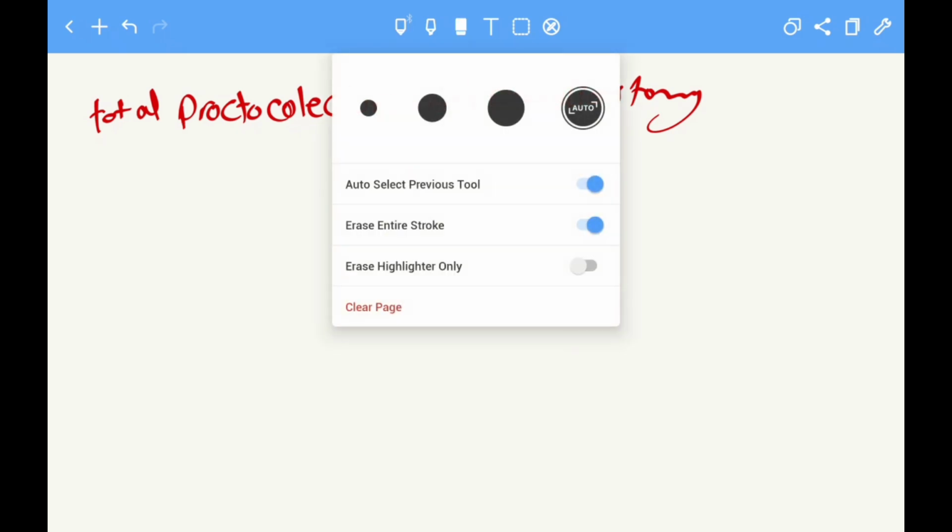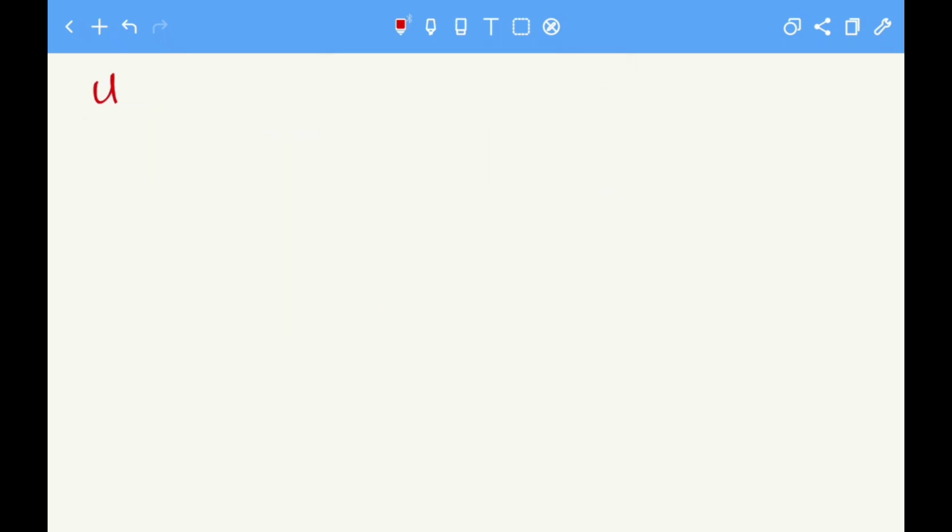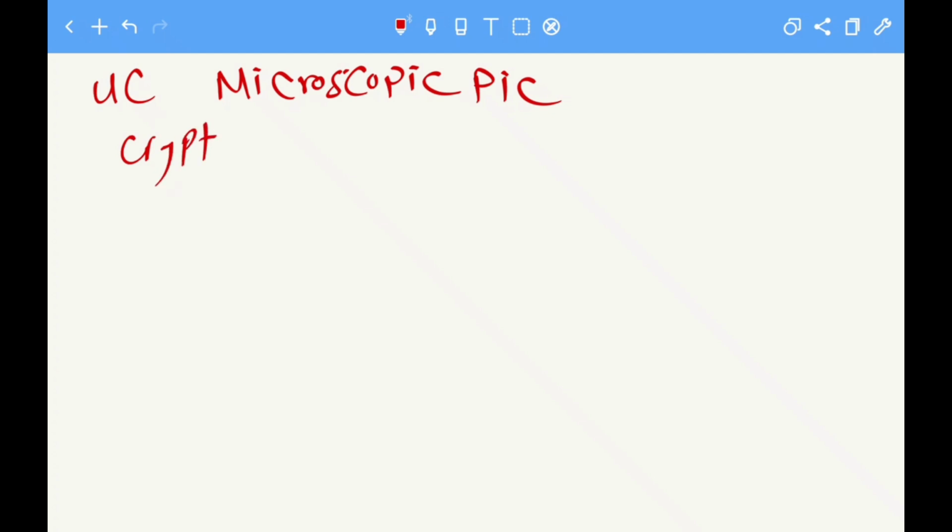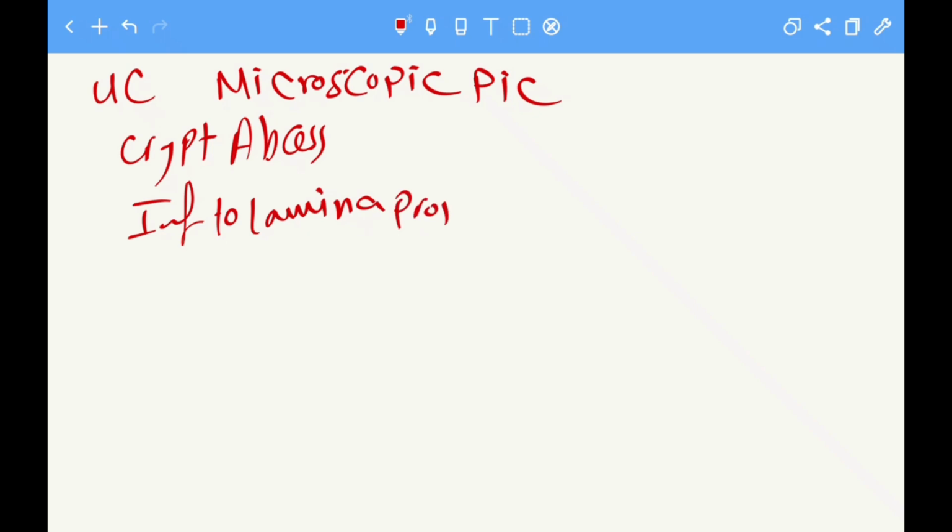In ulcerative colitis, what is the microscopic picture? There is crypt abscess and inflammation of the lamina propria, while in Crohn's disease, there is granulomatous inflammation.